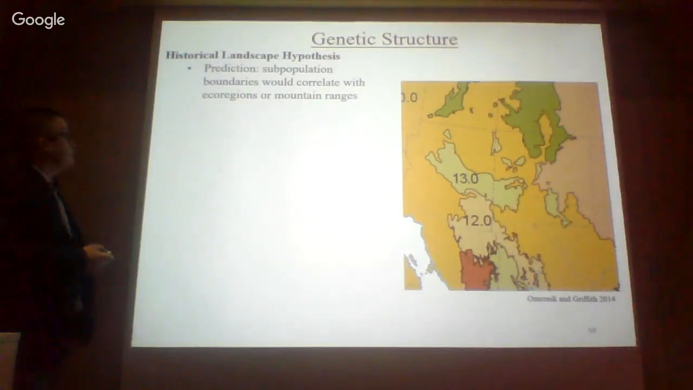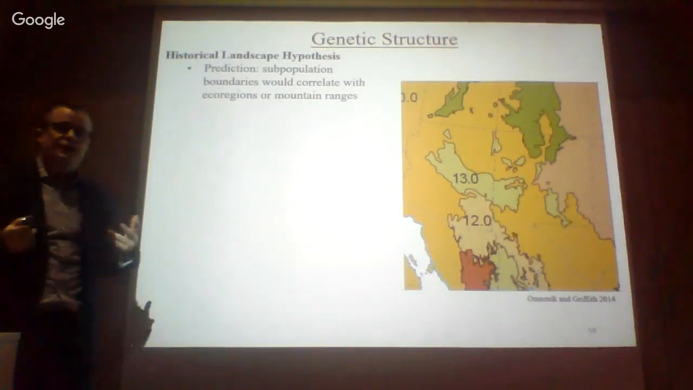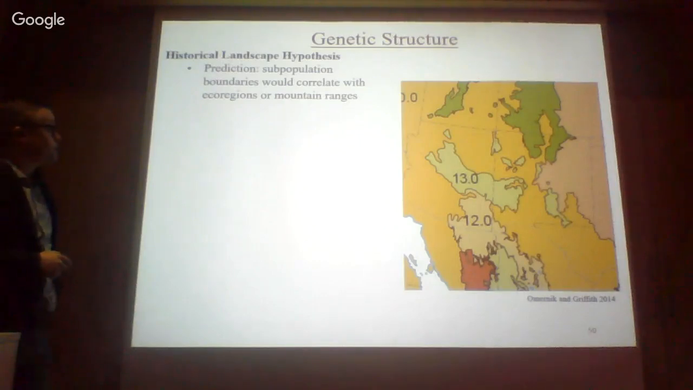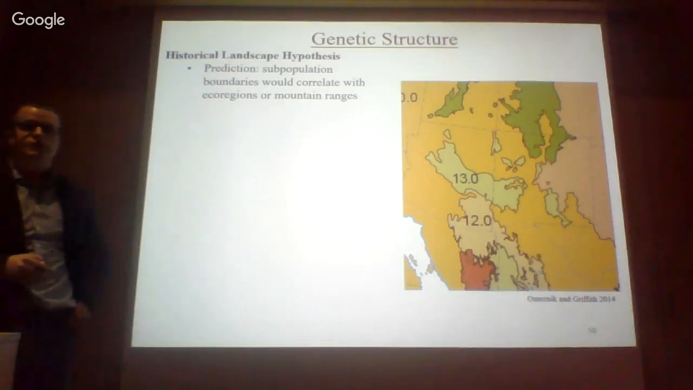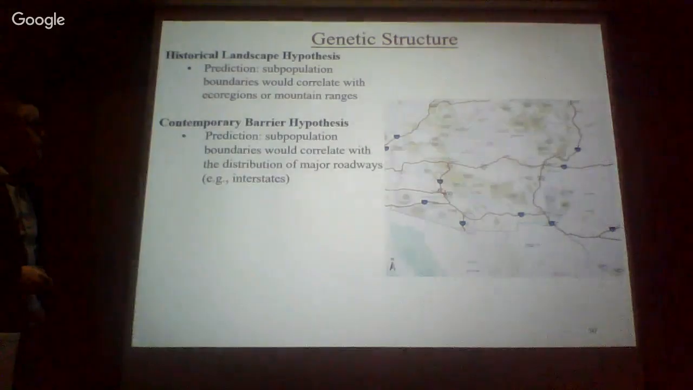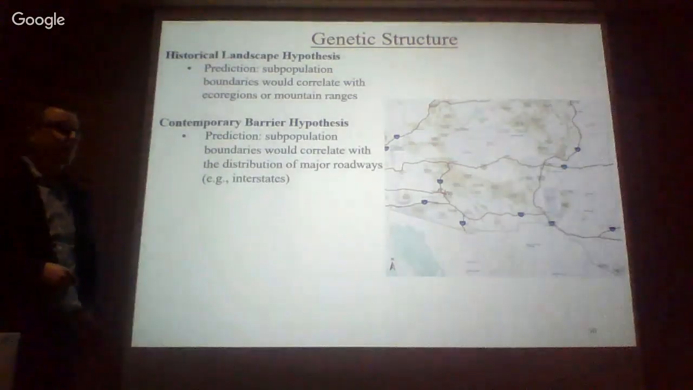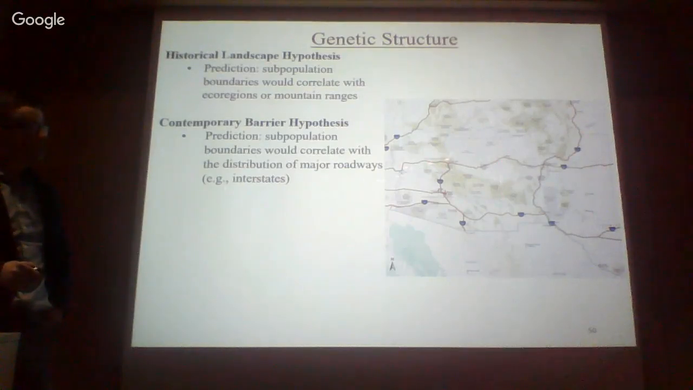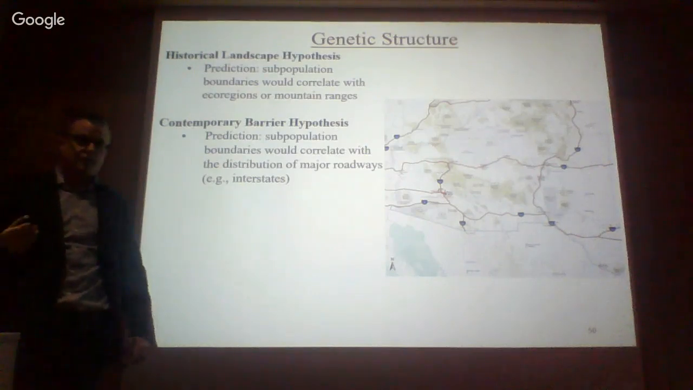And for genetic structure, if the historical landscape hypothesis is to be supported, then I'd predict that the subpopulation boundaries would correlate with ecoregions, or potentially, as an example here, different ecoregions or the mountain ranges across the landscape. Conversely, if the contemporary barrier hypothesis is supported, then I'd predict that the boundaries would correlate with the distribution of these major roadways, particularly interstates, which is thought to be the primary driver of isolation.